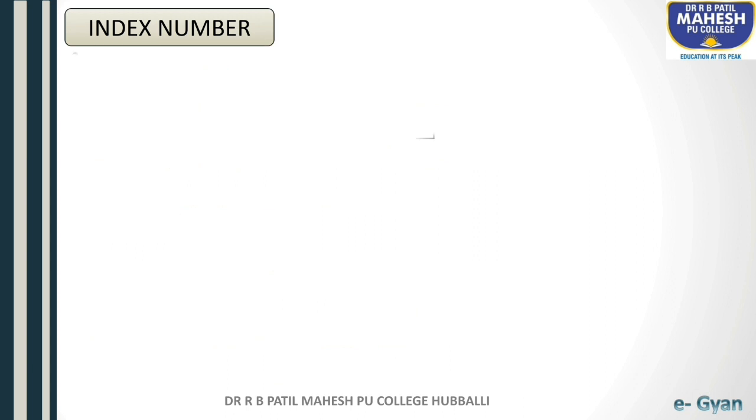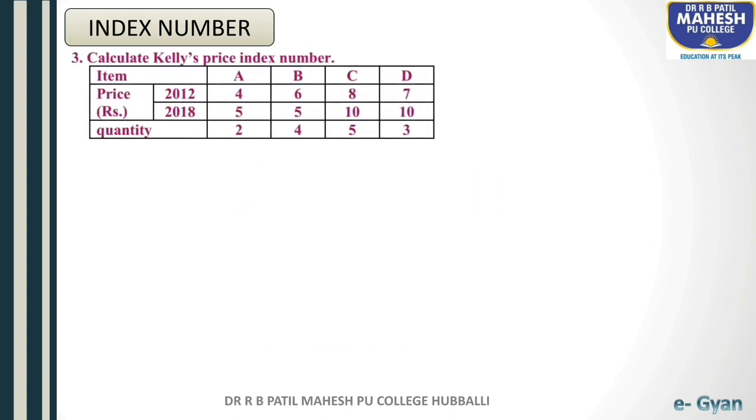Let us take a third example. This example is based on Kelly's. Just read out the question: calculate Kelly's price index number. The first column has items A, B, C, D. Prices of 2012 and 2018 are given, and quantity is also given. We have to find Kelly's price index number. It is also one of the formulas of the weighted aggregative price index number. This is the last formula.